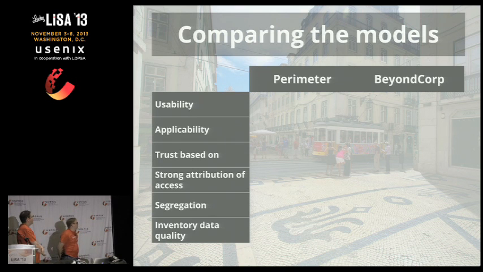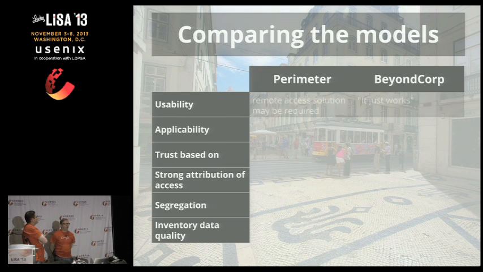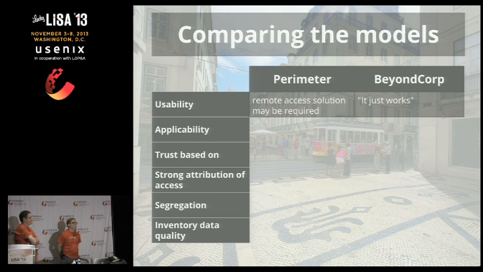Okay, so to wrap up, a quick comparison between the two models. In terms of usability with the perimeter model, you either are inside the organization or outside. So if you want or need to work from somewhere that's not your desk, you may need some kind of remote access solution. And in the BeyondCorp model, there shouldn't be a difference between sitting at your desk or anywhere else. It should just work. And all the controls are applied equally no matter where you come from.